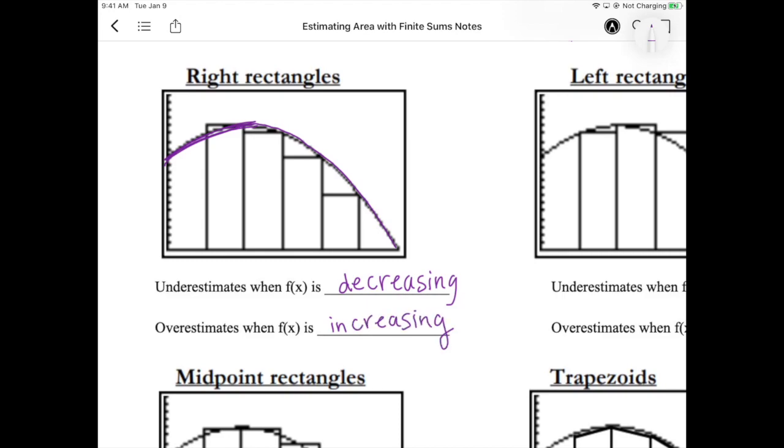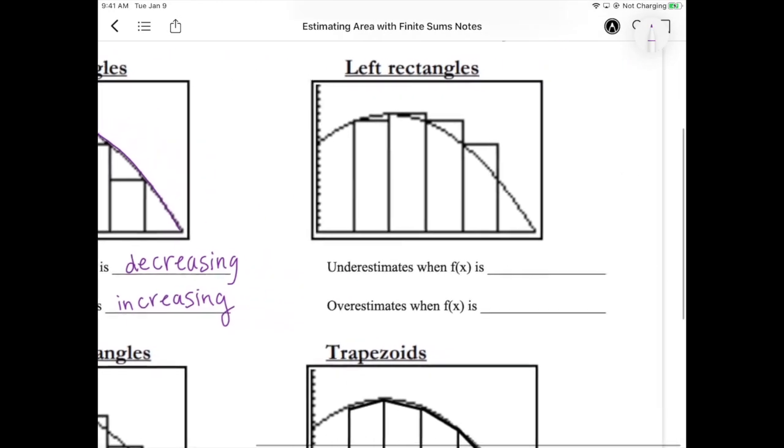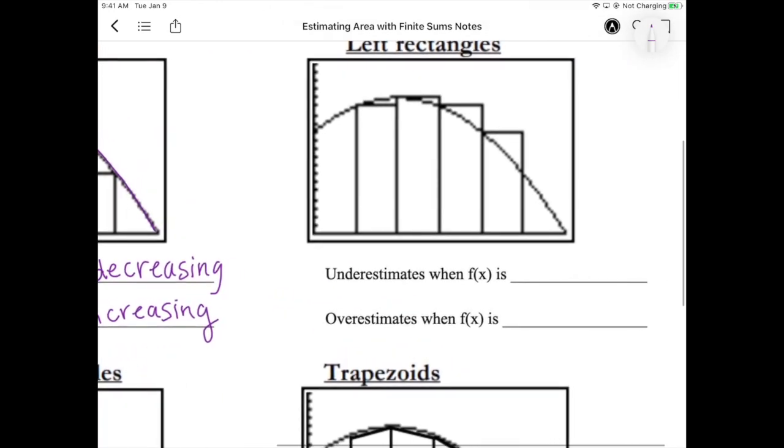Cool. And then left rectangles are the opposite. So it's an underestimation right here where f of x is increasing. The rectangles are underneath. But in the portion of the graph where f is decreasing, the rectangles are above, so they are an over approximation. So left rectangles overestimate when f of x is decreasing.